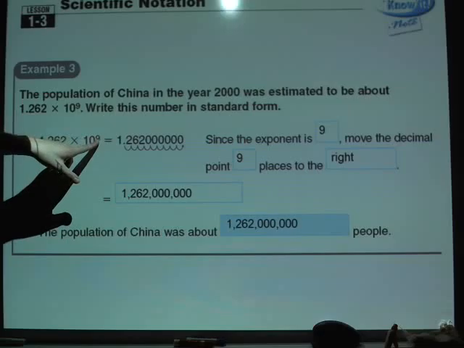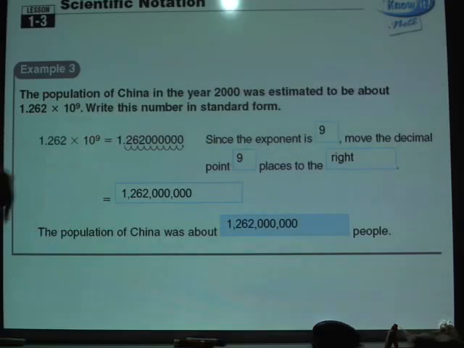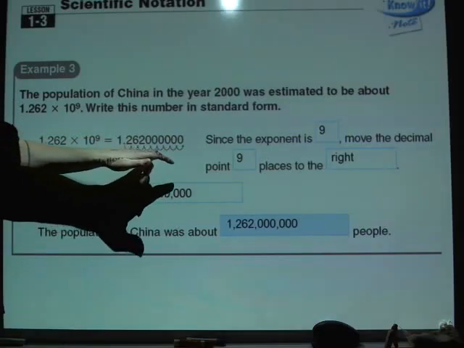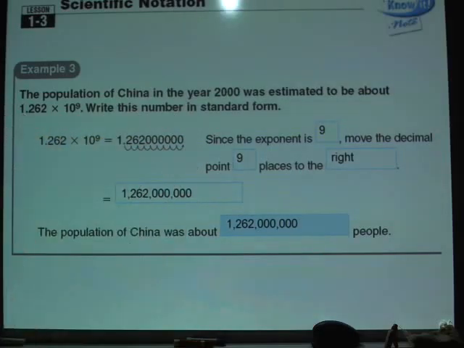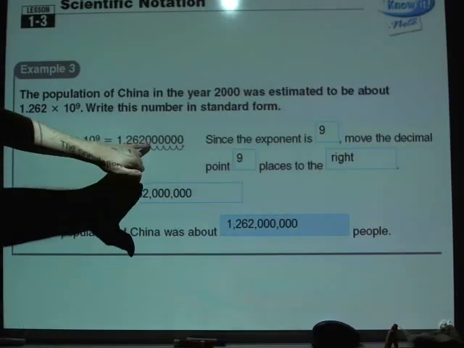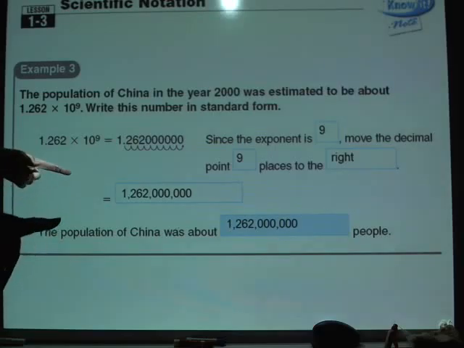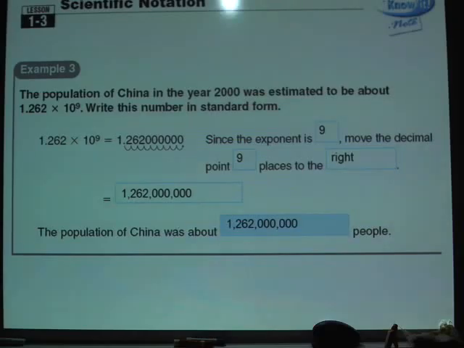10 to the 9. With the exponent being 9, 9 is going to force us to kick the decimal towards the right 9 times. So as you can see here on this illustration, they're moving the decimal 9 times off towards the right. They filled in a bunch of empty jumps here off the end with zeros. And as you can see, once we do that, the number that's generated is 1,262,000,000. In other words, the population of China was about 1,262,000,000 people in the year 2000.